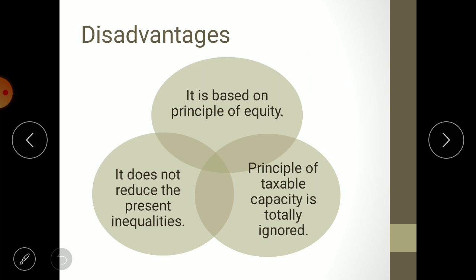Now let us see the disadvantages of proportional taxes. There are basically three disadvantages. The first one is that it is based on the principle of equity.